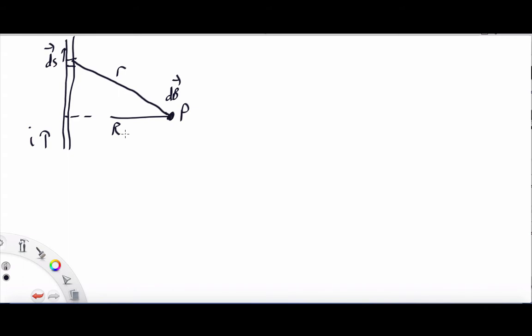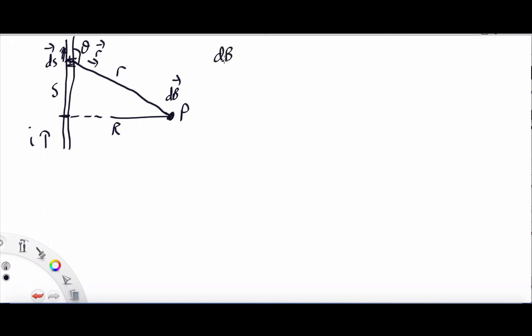Now we'll let the closest distance be capital R, but little r will depend on which segment of wire we're talking about. So basically the distance s from the closest point to that little segment. And we're interested in the tiny amount of field dB caused by the current in this little segment of wire, and we'll say that the angle between the current segment at that point and the direction from the segment to the point, we'll say that angle is theta.